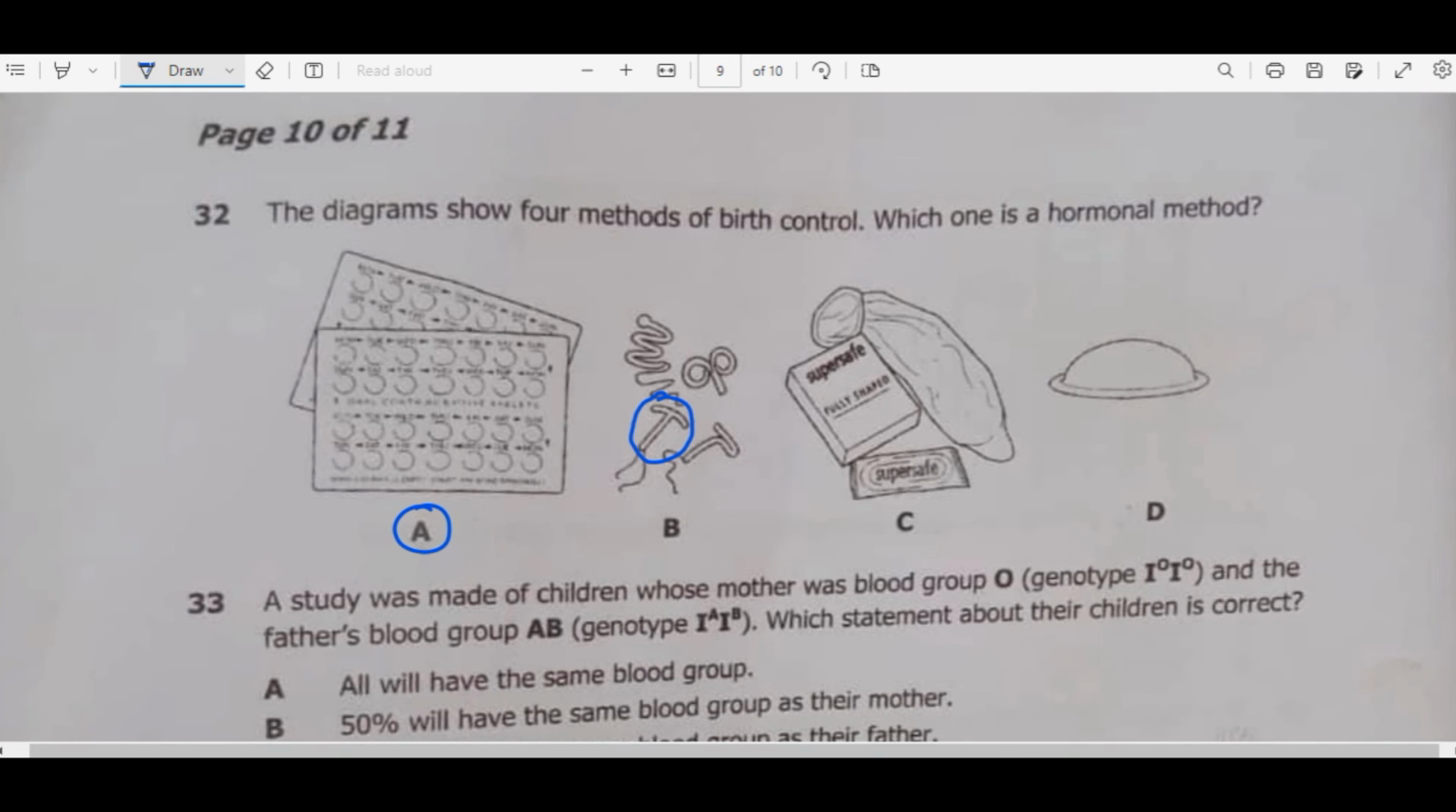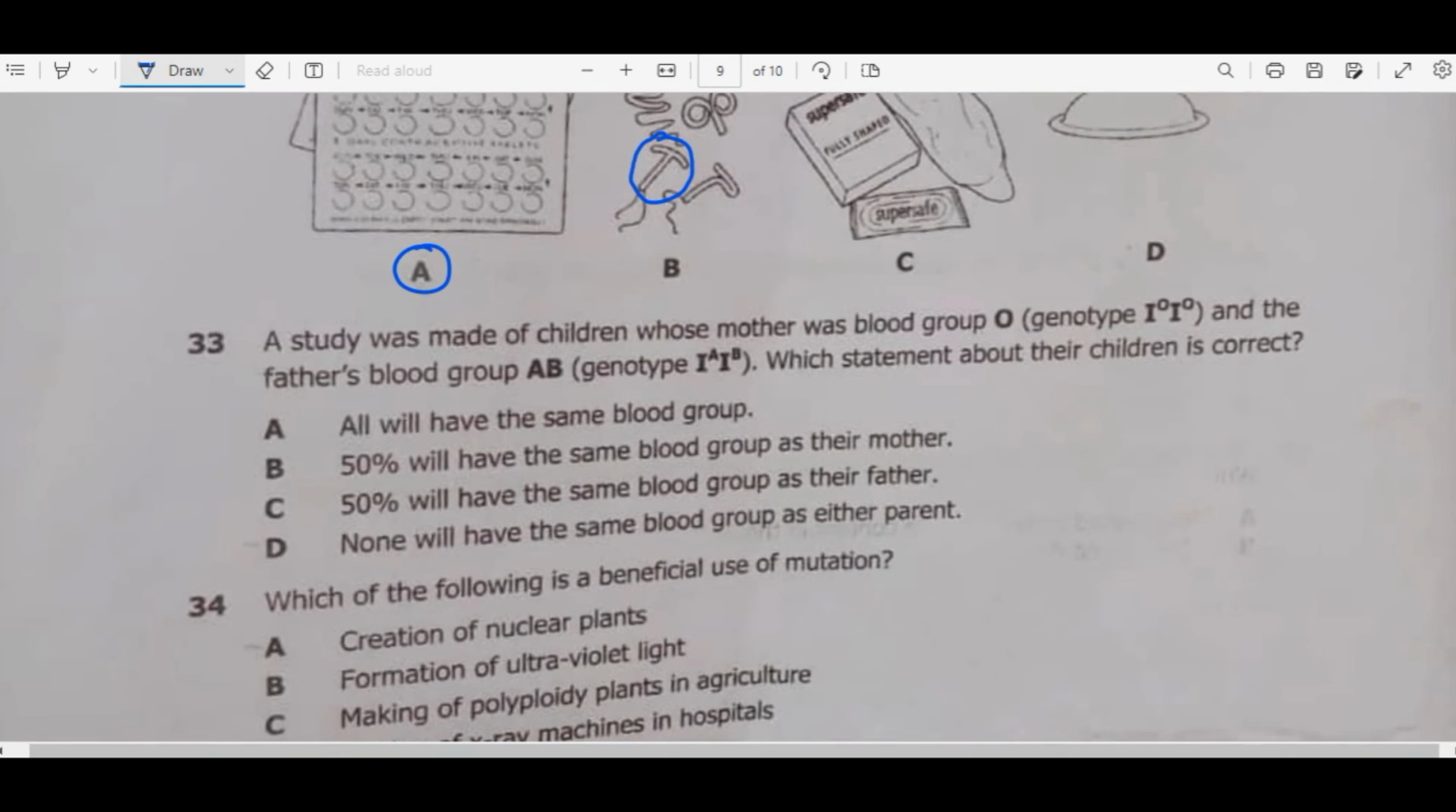And then, a study was made of children whose mother was blood group O, so genotype OO, and the father blood group AB, genotype AB. Which statement about their children is correct? So we have the mother, we have O and O, and then we have A and B, which is the father.